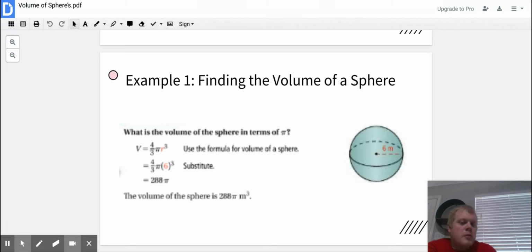Remember, if they give you the diameter, you divide it by 2. If they give you the radius, then you're already set. Volume is pretty straightforward, guys. It's not super complicated. There's not a lot of problems on your homework, so I didn't want to stress you too much. But this is the type of problems you'll be seeing for your homework.